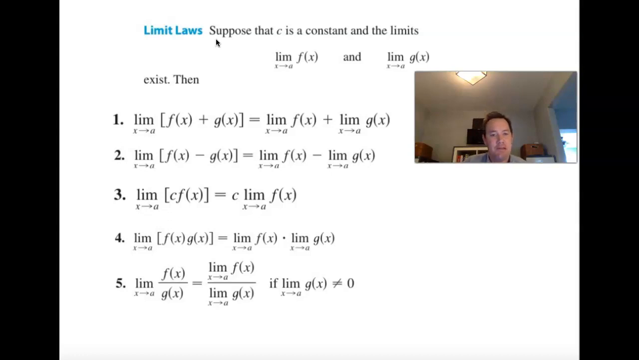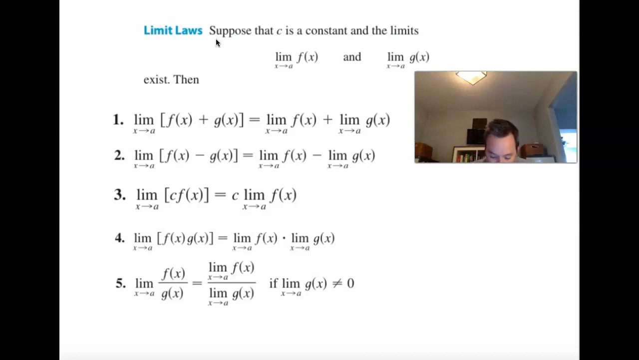But these are limit laws. They're really important to understand. I know they're probably a little bit annoying to write down at first, but you won't have to explicitly state these very often. But it is important that they're in your notes, okay? And so let's take a look at the premise first. Suppose C is a constant and the limit of f of x as x approaches a and the limit of g of x as x approaches a exist. Then the following laws hold.